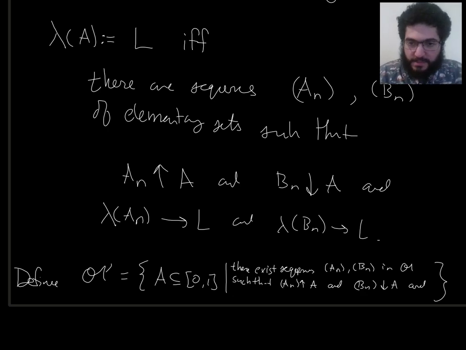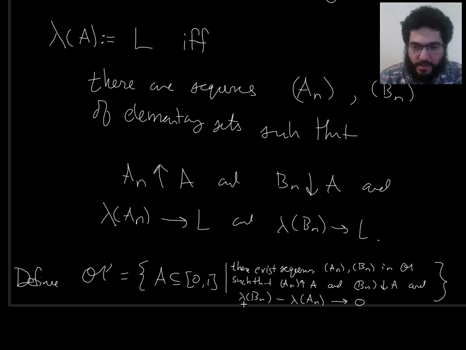Okay, something like this. There exist sequences An and Bn, elementary sets, so in the original script A, such that the sequence of ANs goes up to A, the sequence of BNs goes down to A, and lambda of AN minus lambda of BN. I guess I can write it this way, but that's probably going to be a negative number. That's kind of less pleasant. So lambda of bn minus lambda of an, that sequence goes to 0.